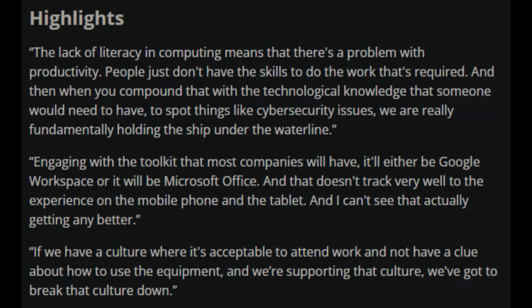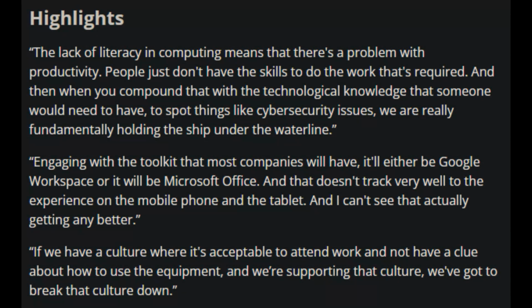Please note that this highlights, and I quote, "The lack of literacy in computing means that there's a problem with productivity. People just don't have the skills to do the work that's required. And when you compound that with the technology knowledge that someone would need to have to spot things like cybersecurity issues, we are really fundamentally holding the ship under the waterline."